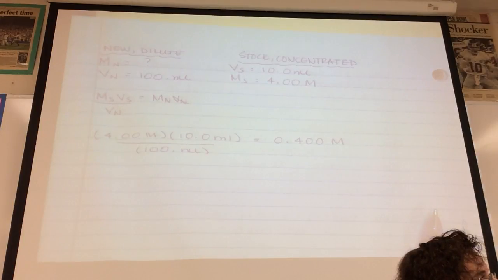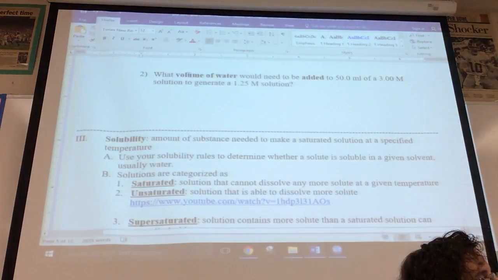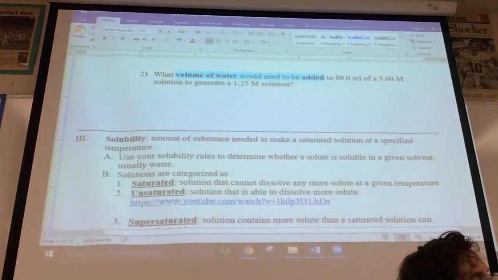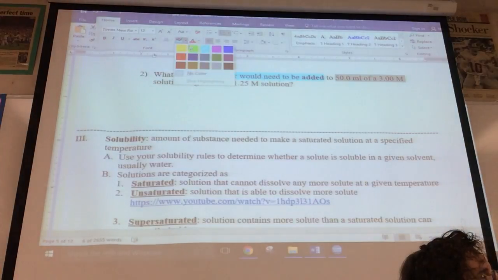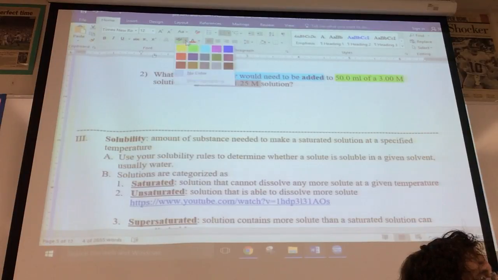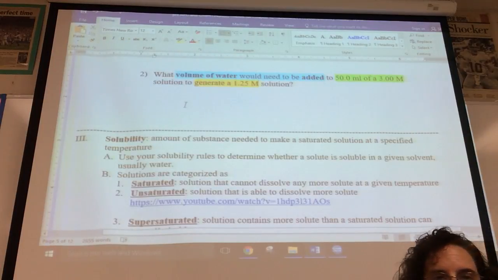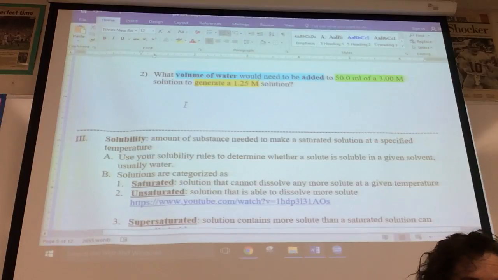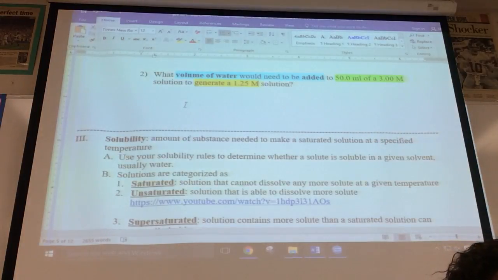This one's worded a little bit differently. It says, what volume of water would need to be added? So we're looking for the volume of water that we would need to add. We want to add it to 50 mLs of a 3.00 molar solution, and we want to generate a solution that's 1.25 molar. Let's try and pull the variables out.